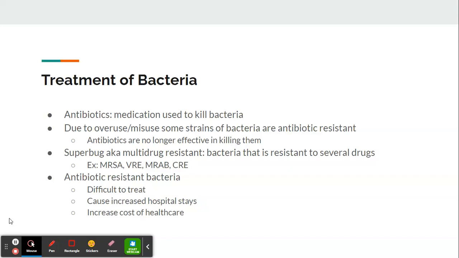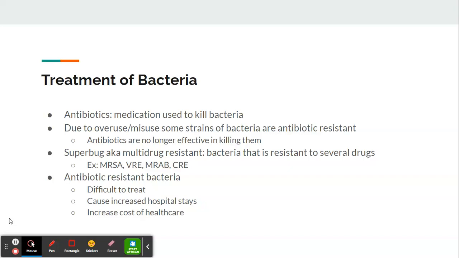And these are what we know as superbugs or multi-resistant or multi-drug resistant bacteria. So they're resistant to several different drugs, which are things like MRSA, VRE, MRAB, and CRE. I would make sure you know that those are some of our superbugs.